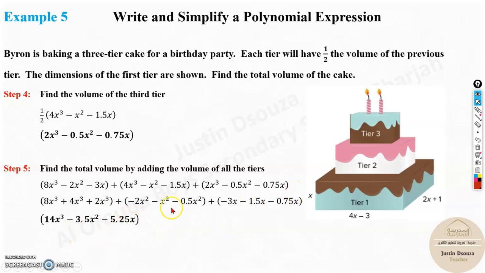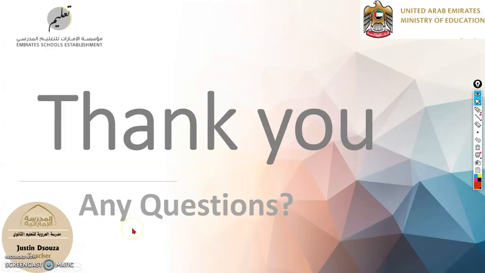So this is basically the volume of the entire cake. We found it individually by finding the base, and then the second tier and the third tier, and the total volume is given over here. So that is how we solved multiplying polynomials. It's very simple and easy.